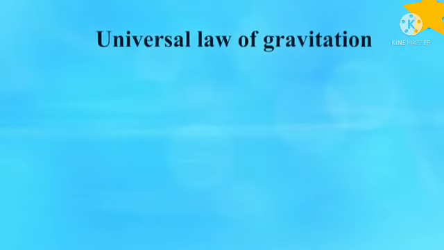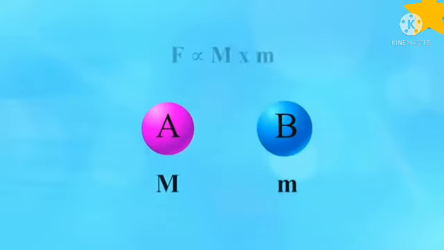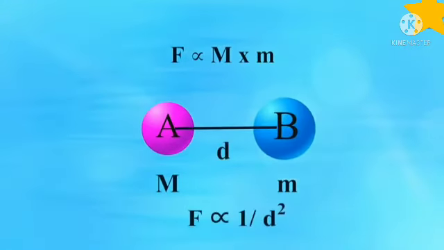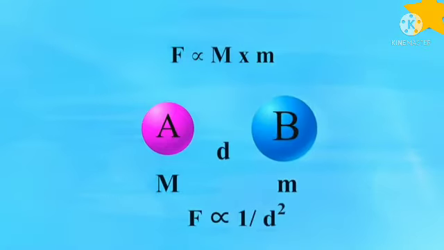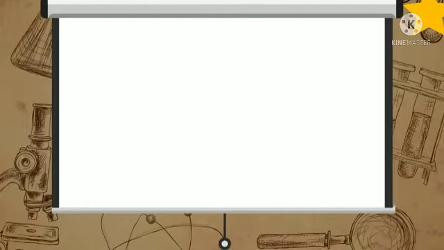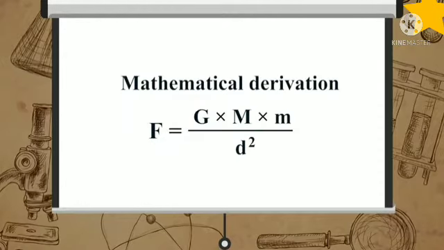The universal law is defined as: the force of attraction between two objects is directly proportional to the product of their masses and inversely proportional to the square of the distance. The distance is measured between the centers of the two objects. This is mathematically expressed as F equals G m1 m2 divided by d squared. Now we are going to see the mathematical derivation.